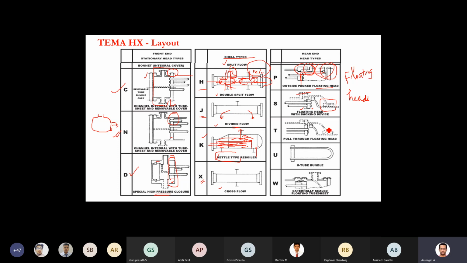Another requirement for this floating head exchanger is space. If you want to remove the tube bundle, the space requirement is double the length of the heat exchanger. That's the point. Okay, this is the floating head.